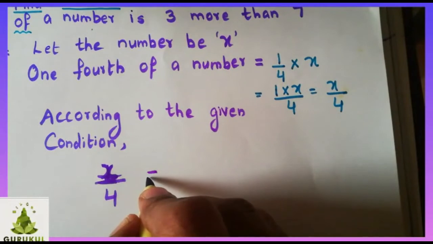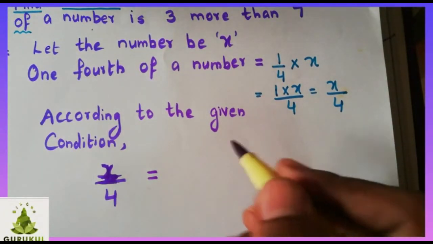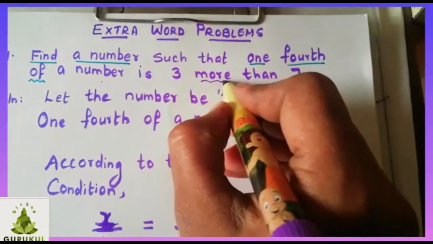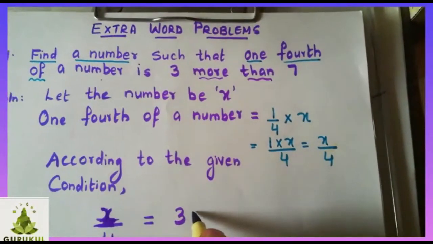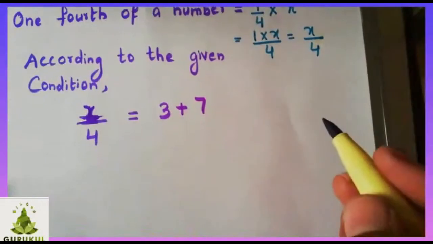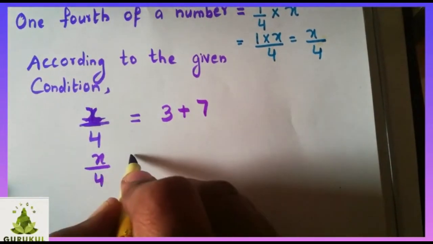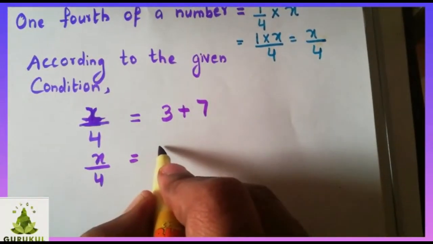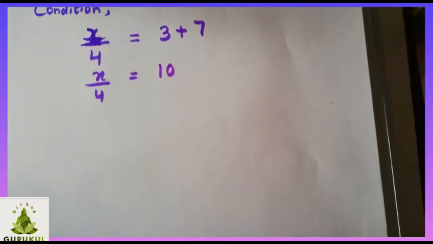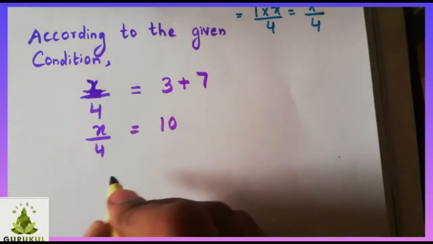So x upon 4 is, means equals to, 3 more than 7. See here, more than means plus. Is it clear? 3 more than 7. So what you get: x upon 4 is equals to 3 plus 7, which is 10. Is this clear to you? Now you have the required equation in front of you.